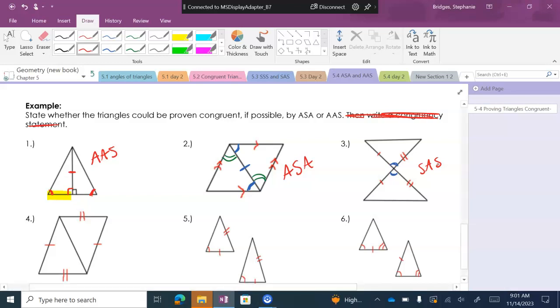Number 4. Okay, we have 2 pairs of sides marked congruent, right? That side in the middle is congruent to itself. So what do we have here? Side, side, side.